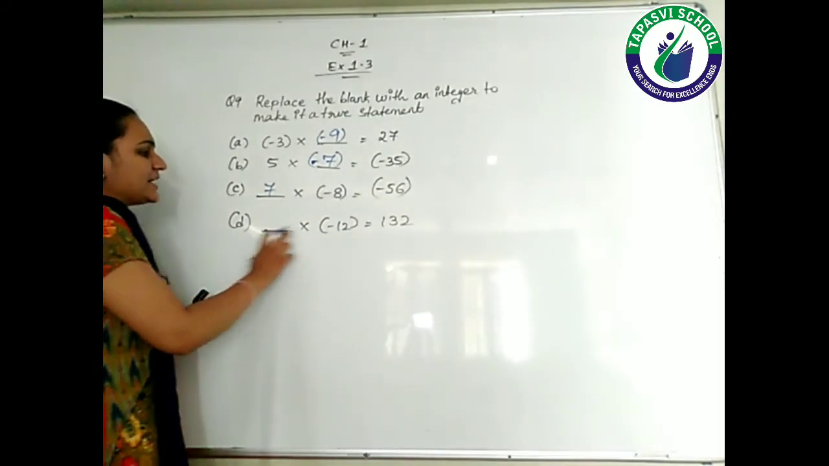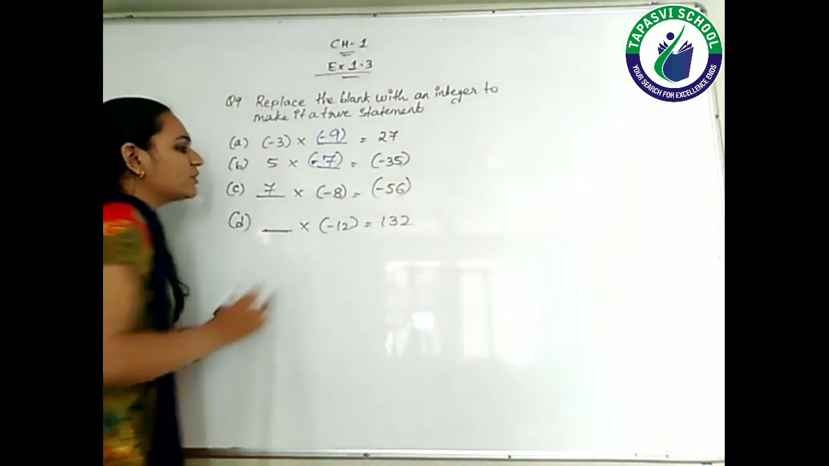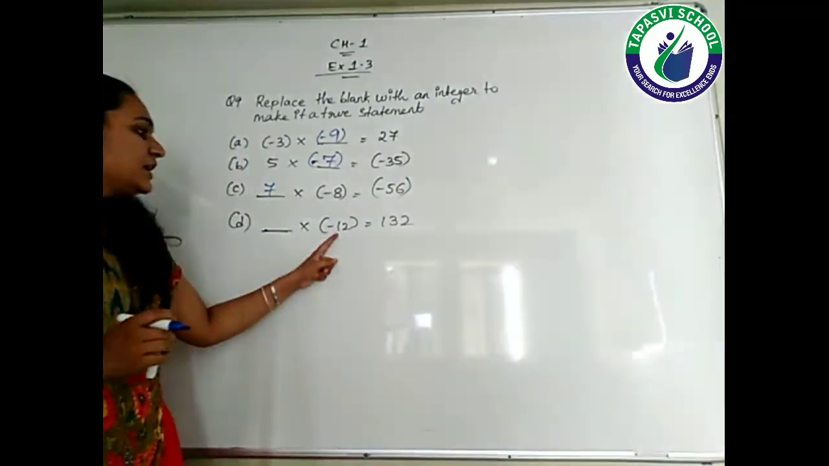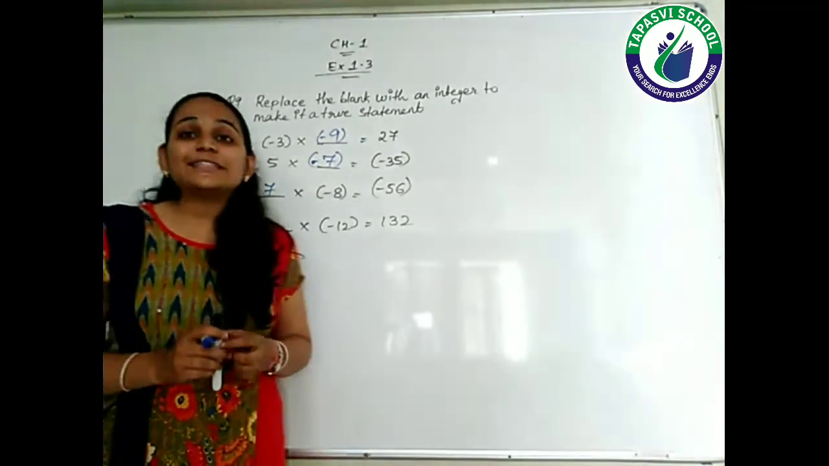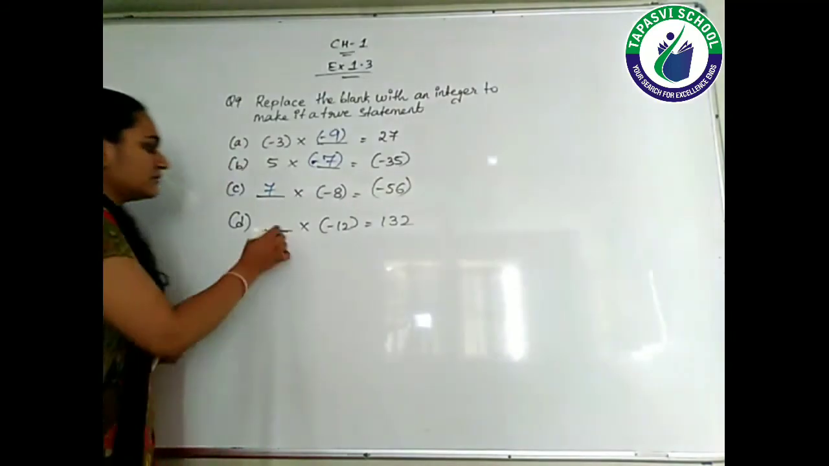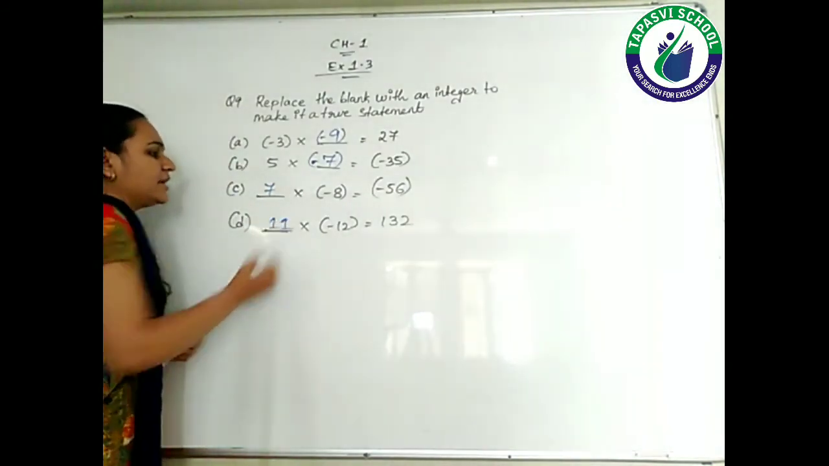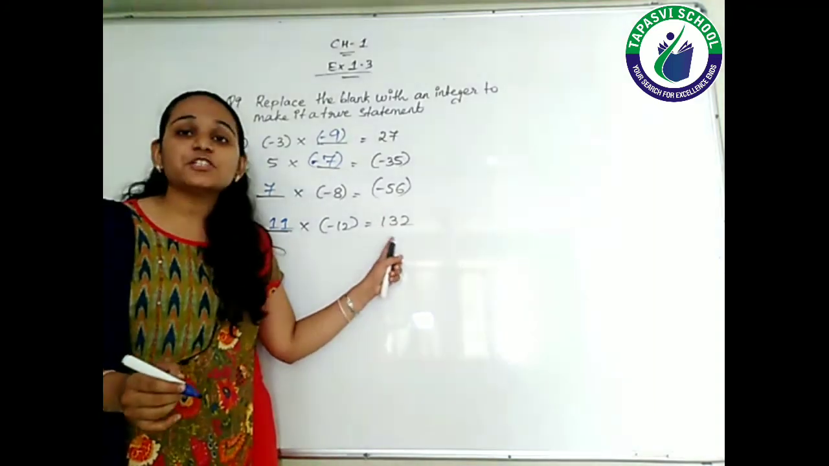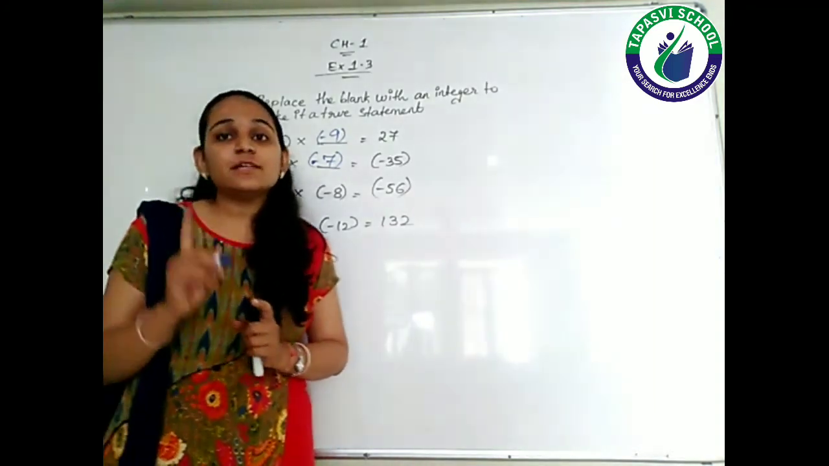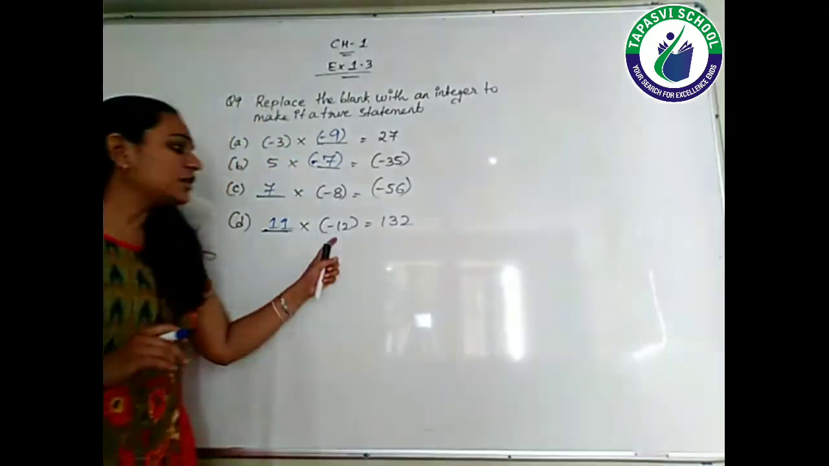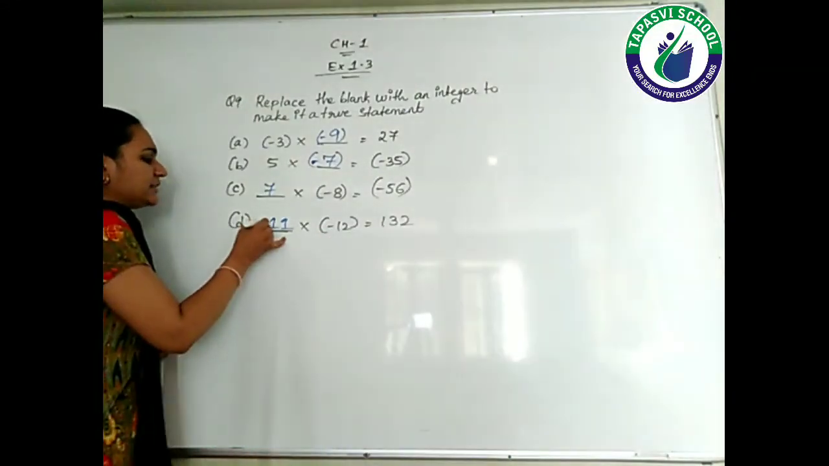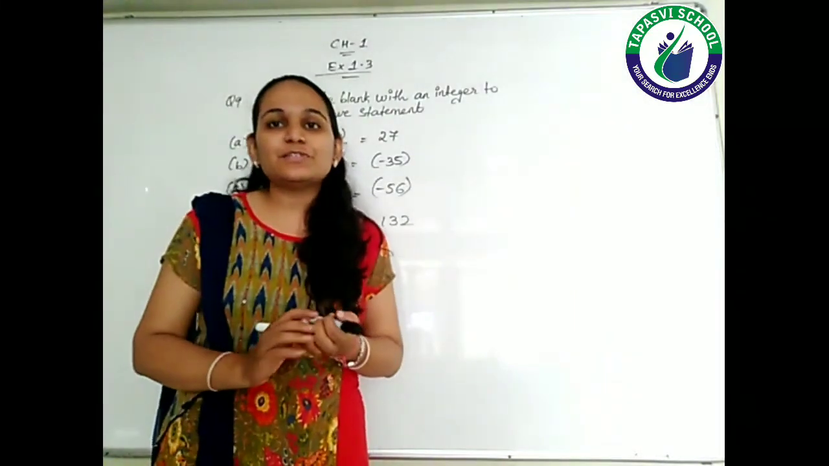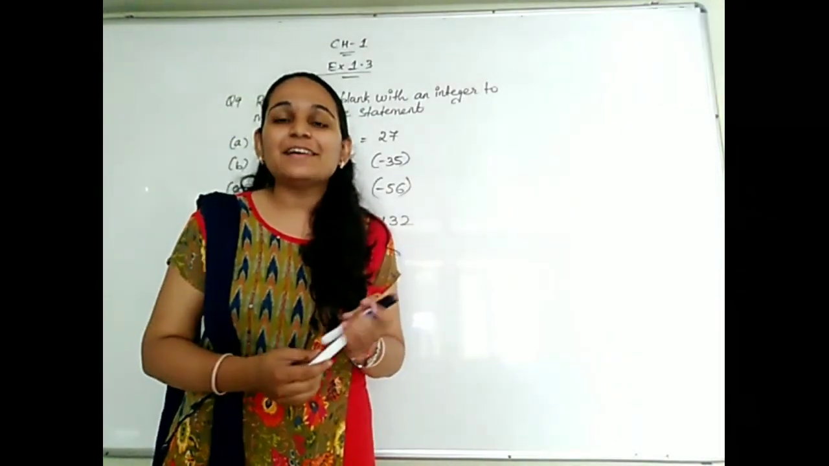Last one, students, dash multiplied by minus 12 is equal to 132. Now which number do you multiply with 12 to get 132? So that is 11. Now see, the answer is positive. See here, this 132 is a positive number. That means both the numbers need to be negative. This is already negative, so we have to make this 11 also a negative number. I hope, students, you are able to understand the entire exercise.